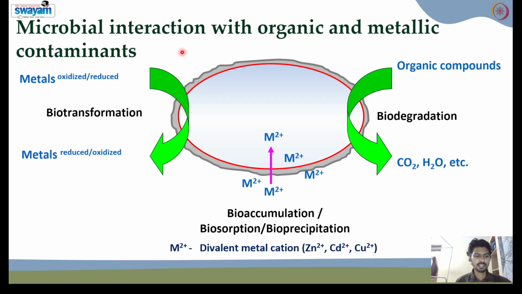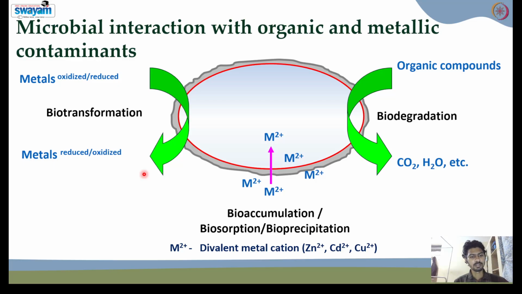Whereas if we take biotransformation, the second case, what happens? This is mostly seen in metals, that is heavy metals. And we all know that heavy metals can't be degraded completely, but we can change their form. That is, in the biotransformation mechanism, metals are either oxidized or reduced. For example, let's take chromium as an example. Chromium in the 6 plus oxidation state is very harmful. But after biotransformation, its oxidation state is reduced to 3 plus, which is less toxic.